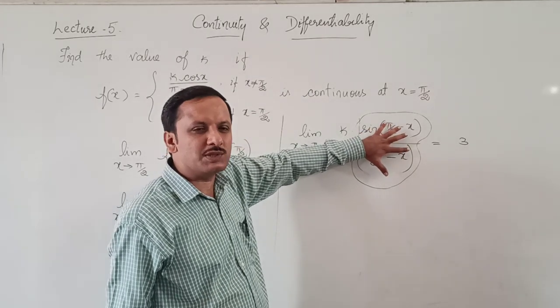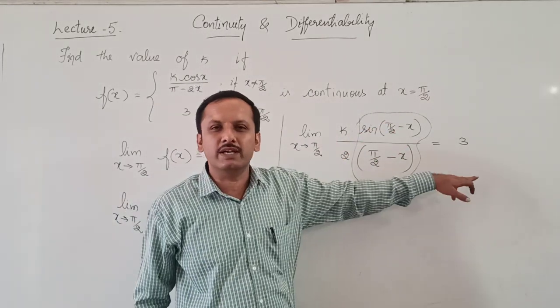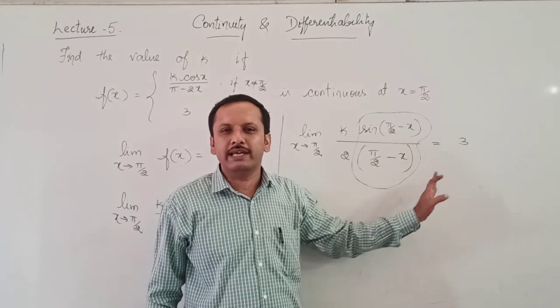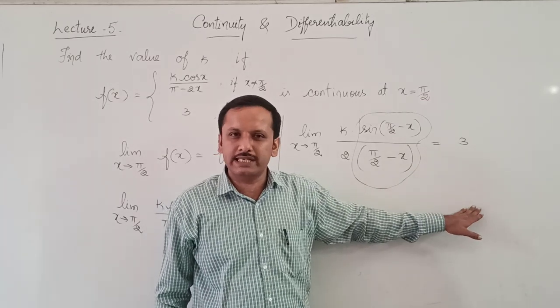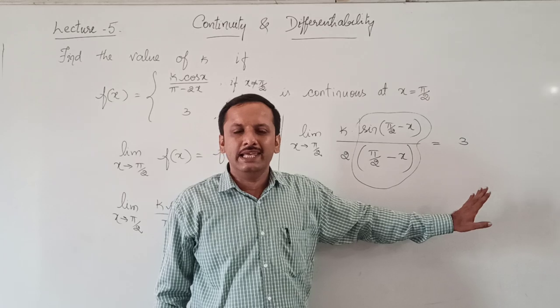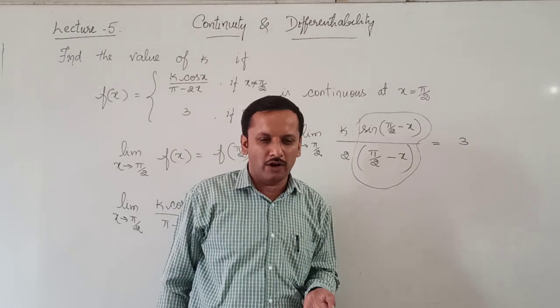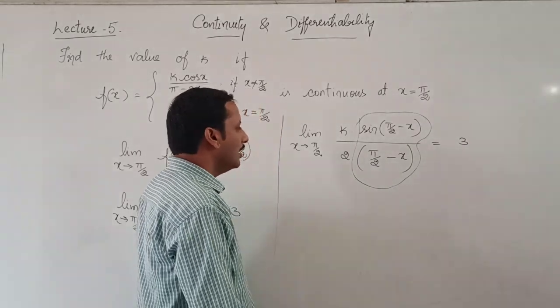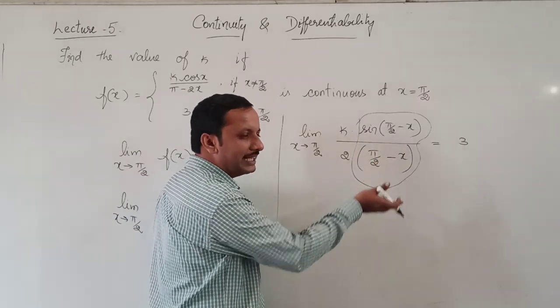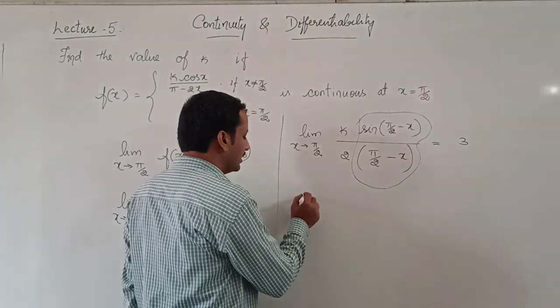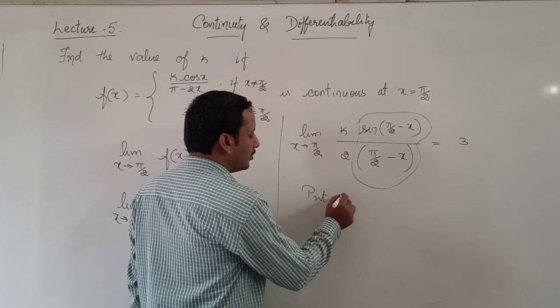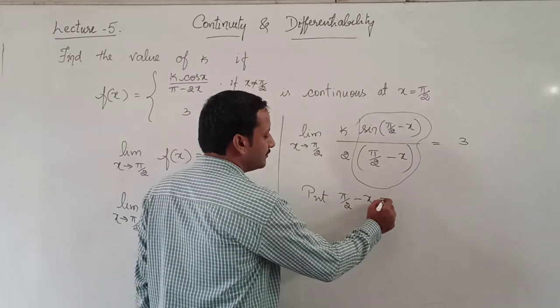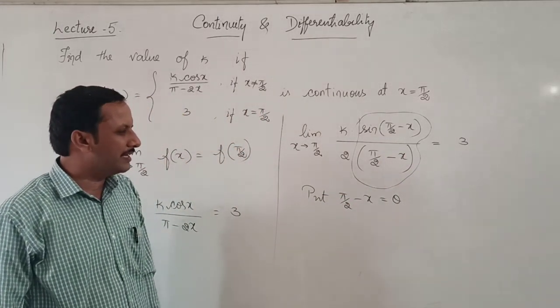Directly you can write this as 1, then k by 2 is equal to 3, that will imply k is equal to 6. That is the answer. You can directly write if you can understand. If not, then what to do? If you cannot directly write this as 1, then what we do is put pi by 2 minus x is equal to theta. So I am making a substitution here.